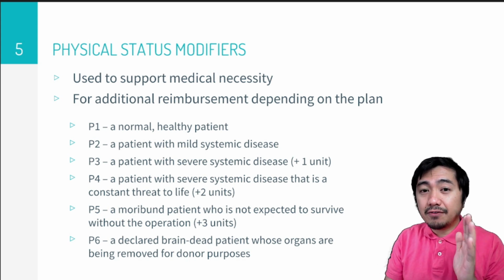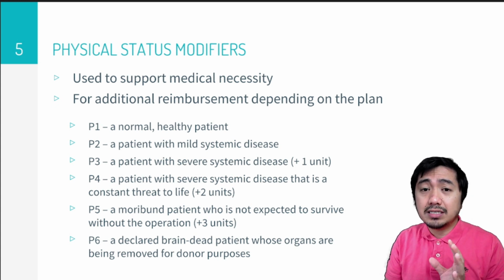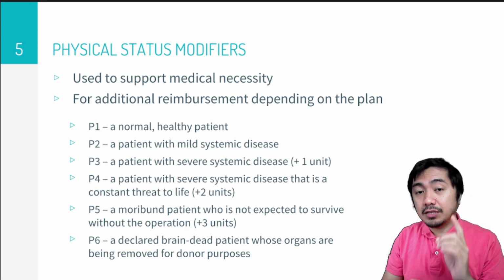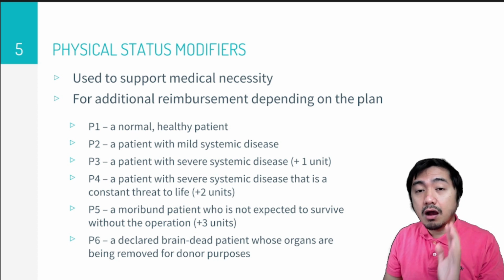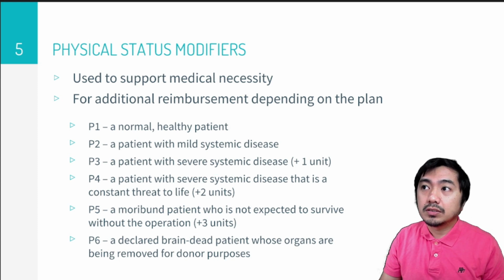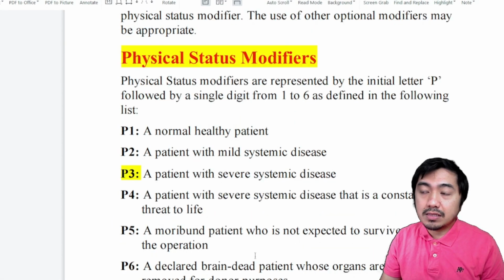Let's jump to your physical status modifiers. Anesthesia procedures have their own special set of modifiers, which is very simple to append, and it will correspond to the condition of the patient during the administration of anesthesia. Physical status modifiers and your qualifying circumstances are located in the anesthesia guidelines in the CPT book. So let's take a look.